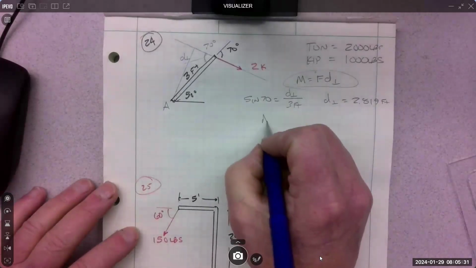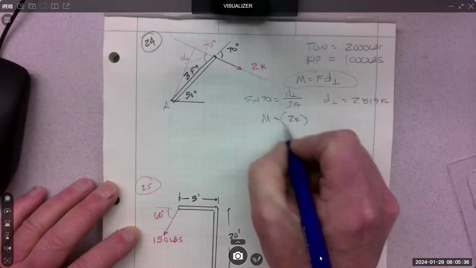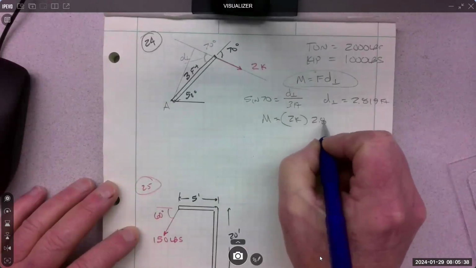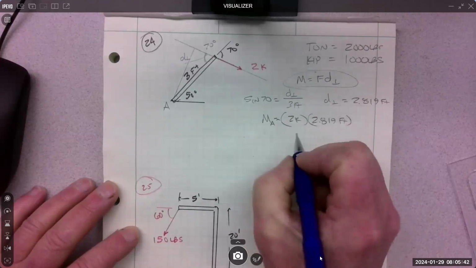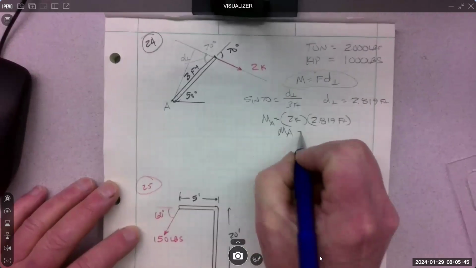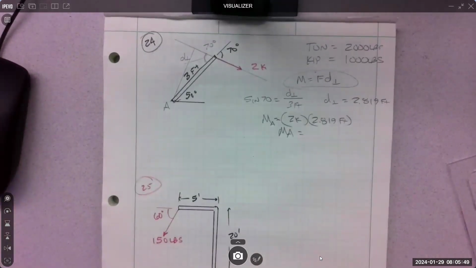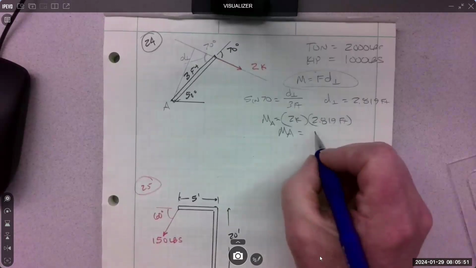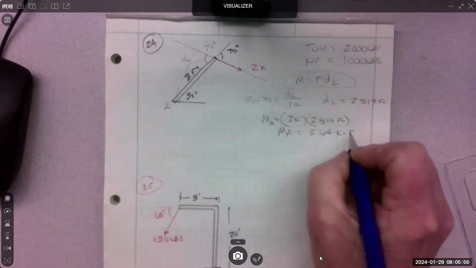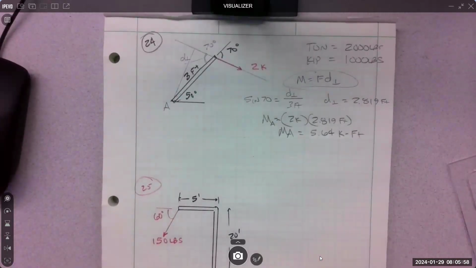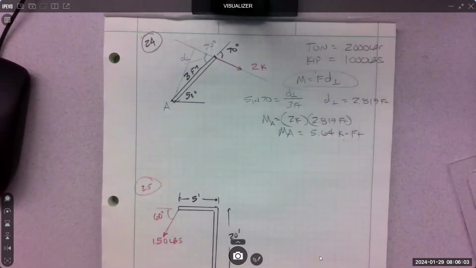So then the moment would be force 2K times 2.819 feet. That's the moment at A. 0.64. That's a kip foot. It's not a kip per foot. It's a kip foot. We're multiplying kips times feet.